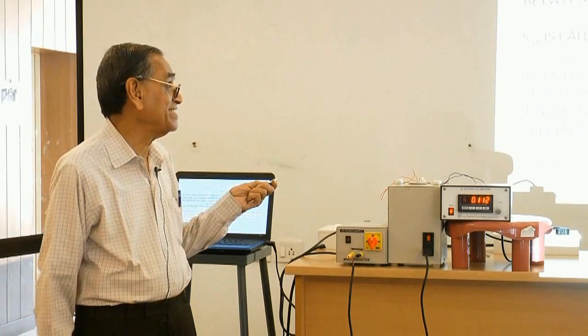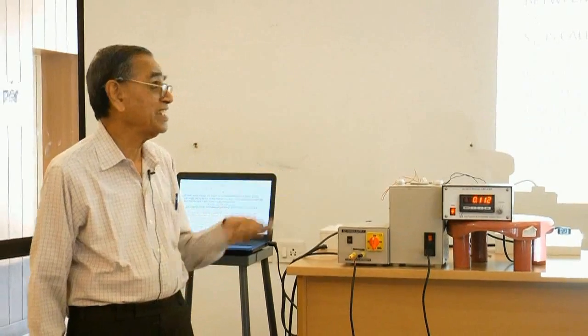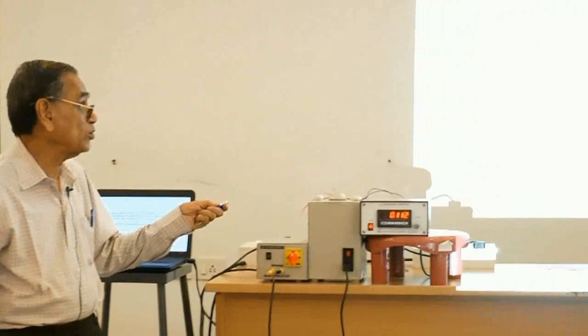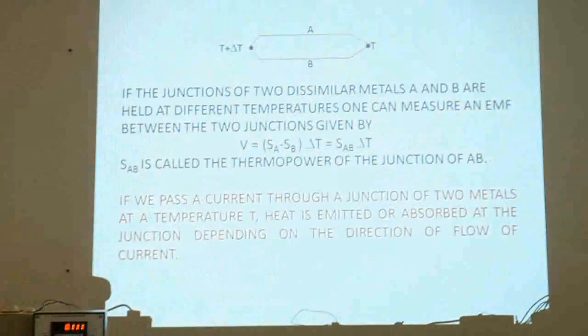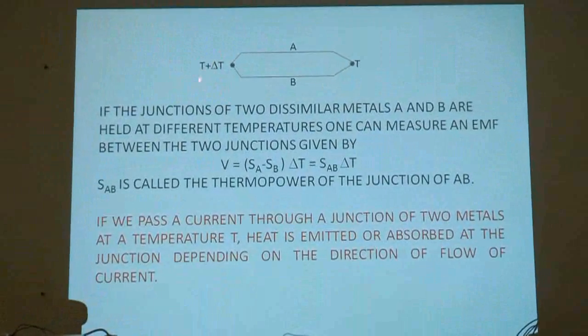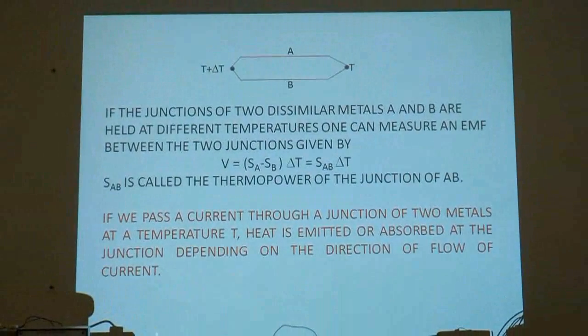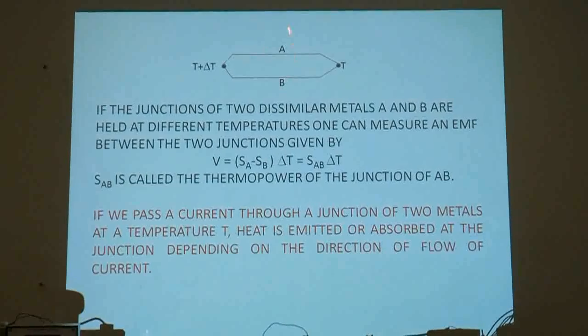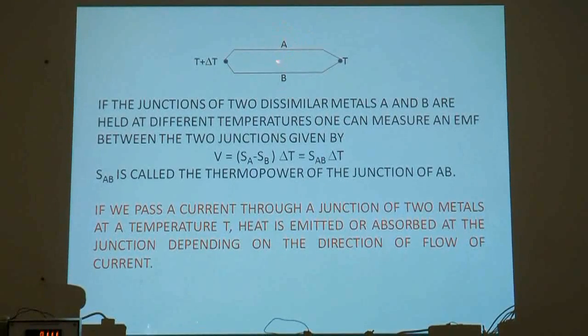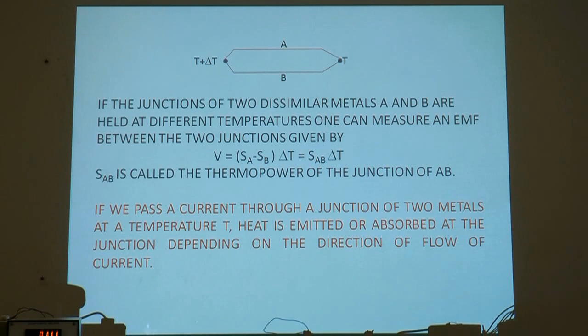Let us take a junction of two different metals. We can make two junctions of these metals and we maintain one junction at a higher temperature compared to the other junction. If we insert a voltmeter here in one of the leads, then a voltage will appear, and this voltage is called the thermoelectric EMF of the thermocouple made of A and B.